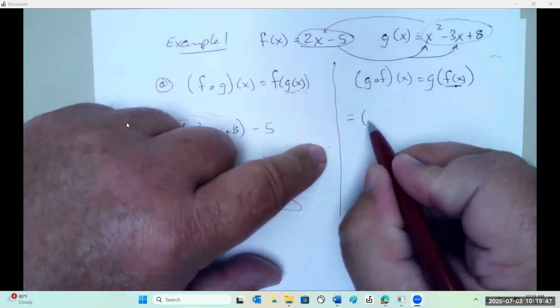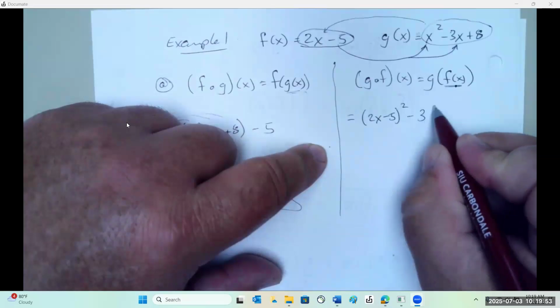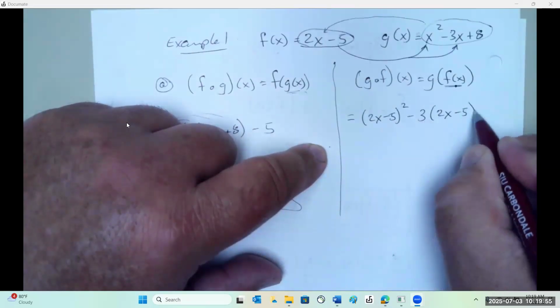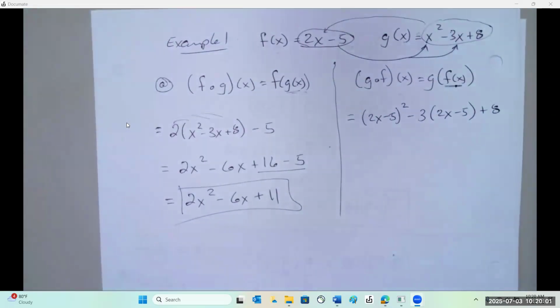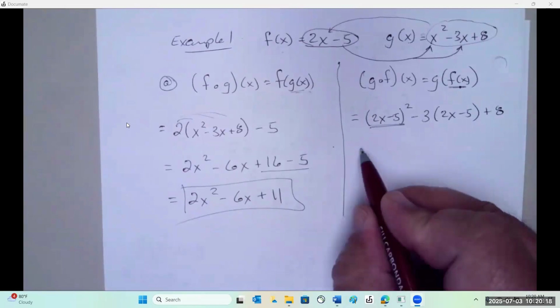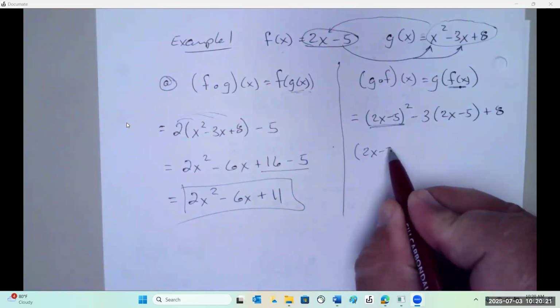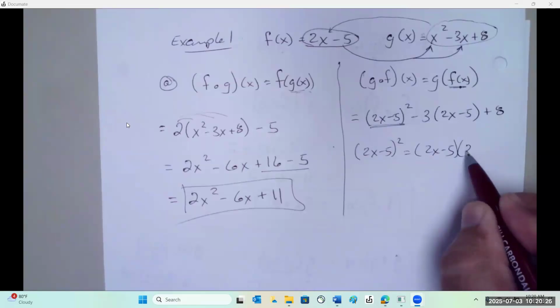So it's x squared, so it's 2x minus 5 squared, minus 3 times 2x minus 5, plus 8. What do we do first? We have to do this x squared first, the FOIL method. So that one, 2x minus 5 squared, is 2x minus 5 times 2x minus 5.